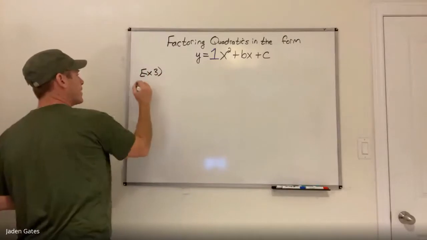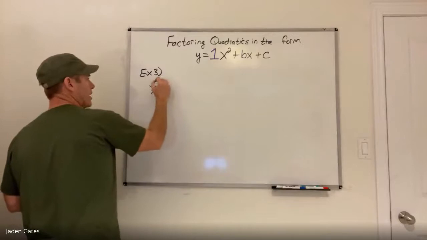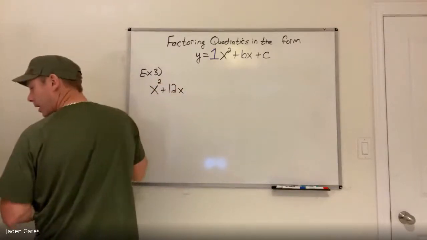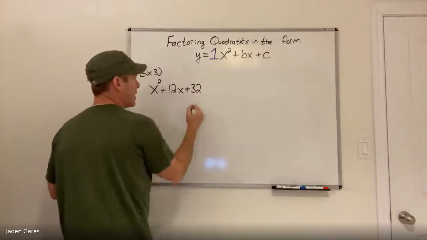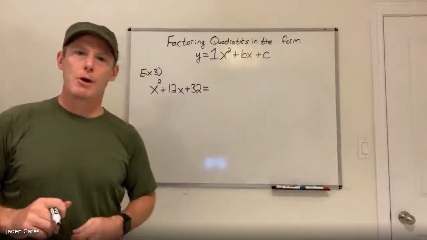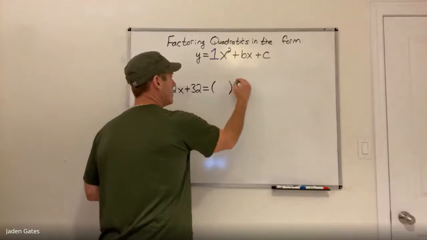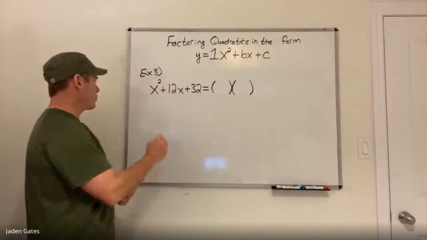So example 3, again, I'm going to factor. This time I don't know the answer, so I got x squared plus 12x plus 32. Now again, when I factor this thing, it's going to be 2 binomials multiplying each other. All right, so I'm going to have a bracket here and a bracket here. All right, so now I'm going to do my table.